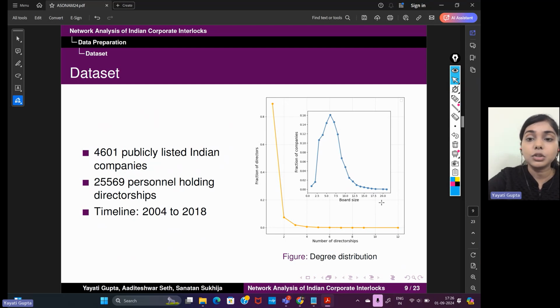Here the x-axis shows the board size and the y-axis shows the number of companies having that particular board size. Just like the previous curve, it also resembles a scale-free degree distribution, where most of the companies have a smaller board size and a few companies have a pretty large board size.